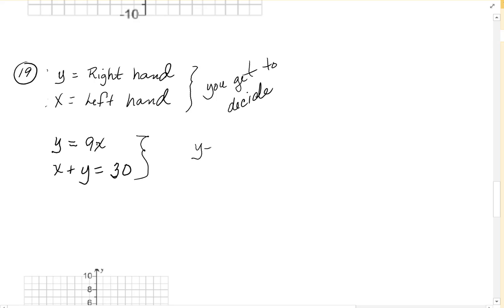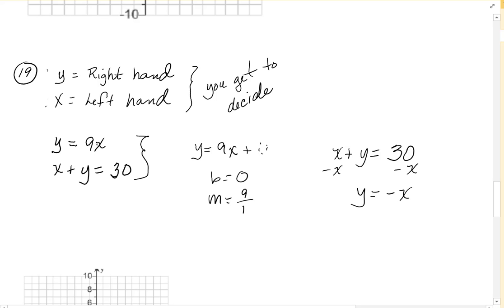And so I would take Y equals 9X. Remember that it is plus an implied 0. You would begin at 0. The slope is 9, which is 9 over 1. The second equation, X plus Y is 30. I'm going to subtract x from both sides, and y is equal to negative x plus 30. The y-intercept, the b, is 30, and the slope is, there is an invisible negative 1 there. It's negative 1 over 1, which is down 1, right 1. This one was up 9, right 1.